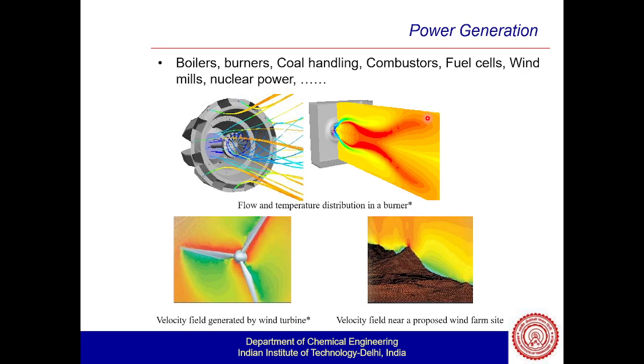Those things we can basically predict by using CFD, and the velocity field generated by a wind turbine. We can find out its efficiency, or the velocity field near a proposed wind farm site. So how the velocity field is changing near the mountain. Therefore we can put a wind turbine there and get some energy out of the wind farm. So those things can be designed by using CFD.